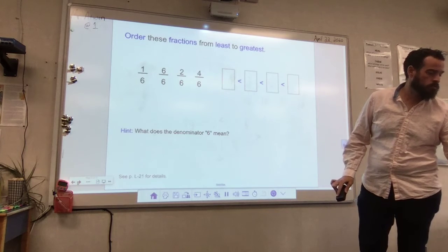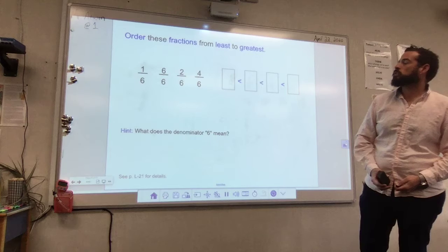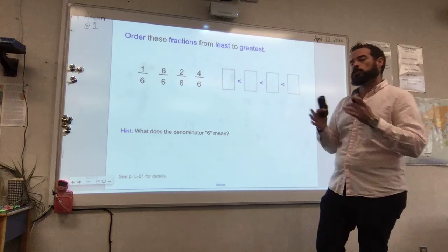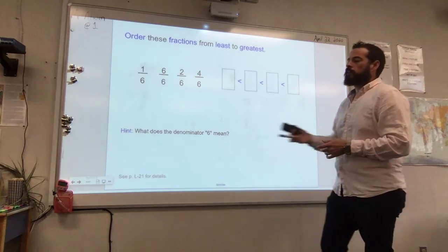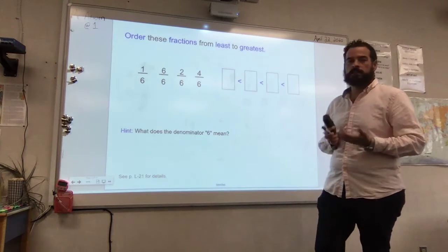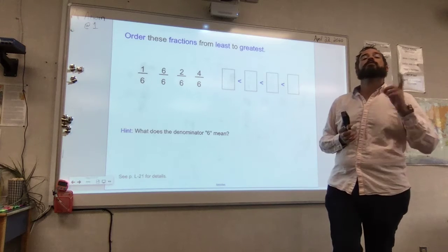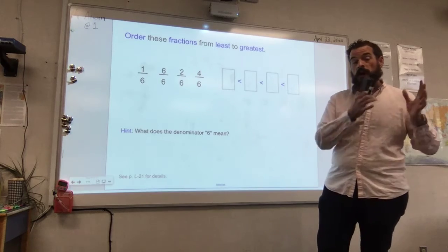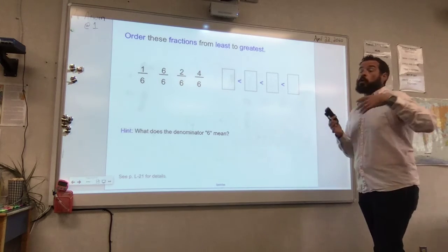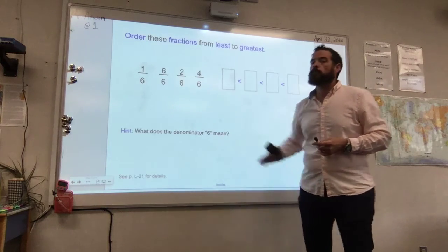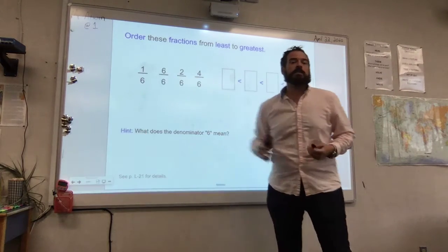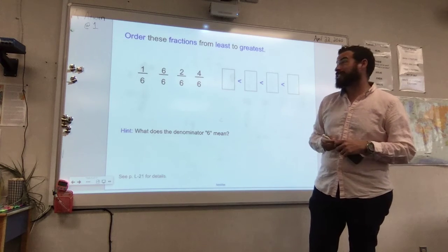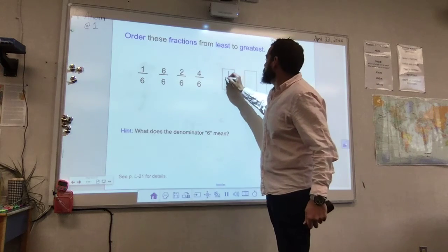Let's move on to this next question, which asks us to order the fractions from least to greatest. It gives us a little hint here. What does the denominator 6 mean? I'm sure that everyone watching probably knows that means we're dividing something into 6 equal parts. We're dividing it into sixths. So if you're looking for the smallest one first, you're going to look at the numerators and see which one is smallest. So I look here, I see a 1. That's going to be my smallest. So we're going to start with 1/6.